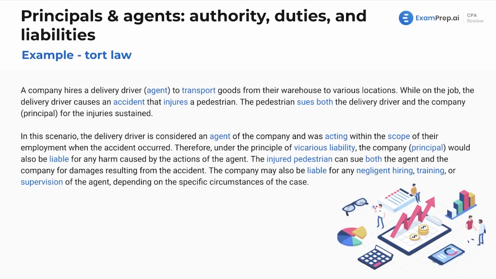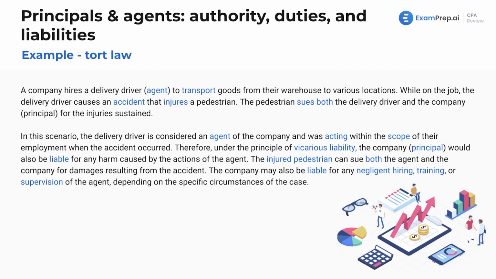We've got another example here, and good old delivery driver. Great example. A lot can happen out on those dangerous roads. Make sure you're driving safely whenever you are. A company hires a delivery driver agent who is transporting goods from their warehouse to various locations. Now, while on the job, the delivery driver causes an accident that injures a pedestrian. The pedestrian sues both the delivery driver and the company for the injuries sustained.